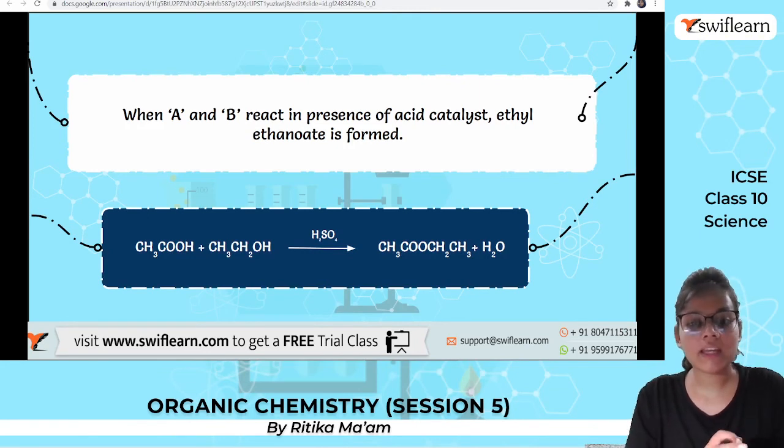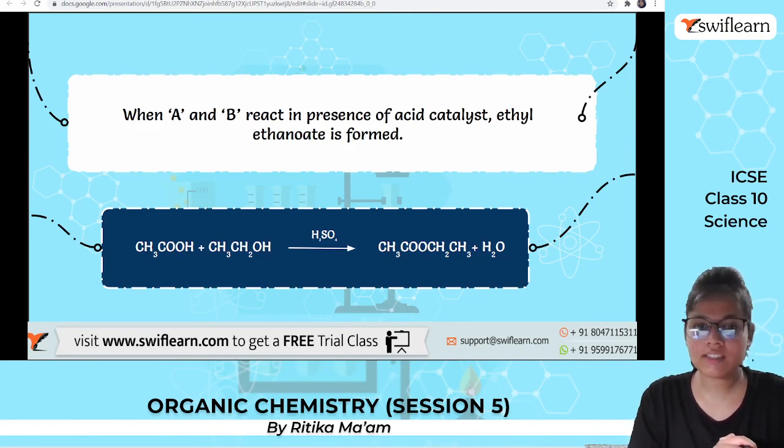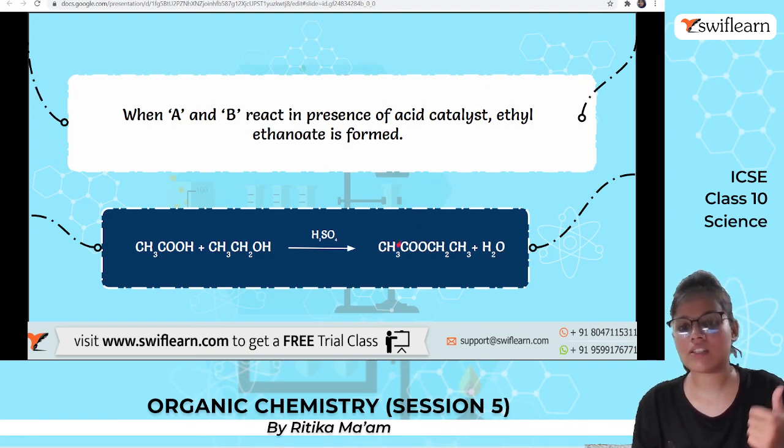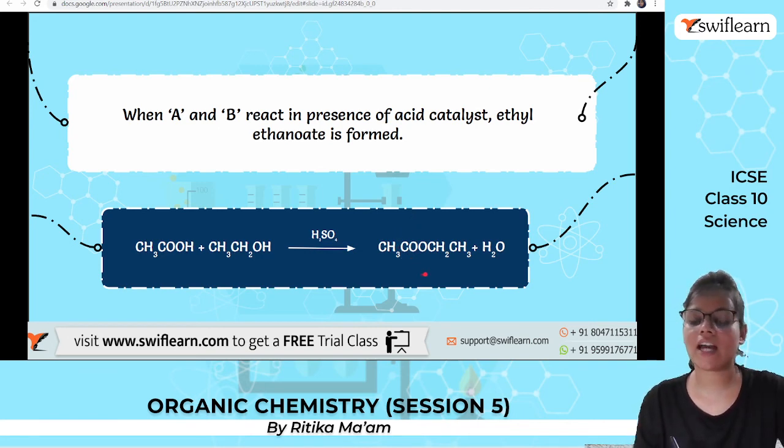Now when A and B react in presence of acid catalyst, ethyl ethanoate is formed. So when acid and alcohol react, we get an ester which is ethyl ethanoate. So this is how our chemical reaction will look.